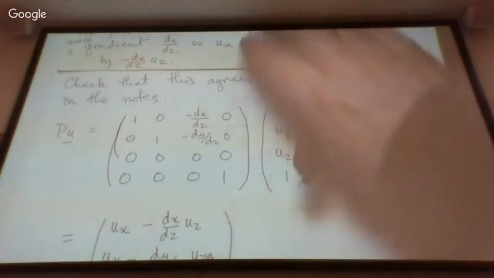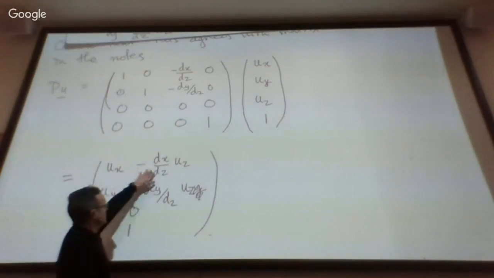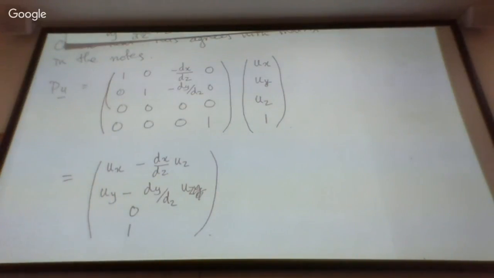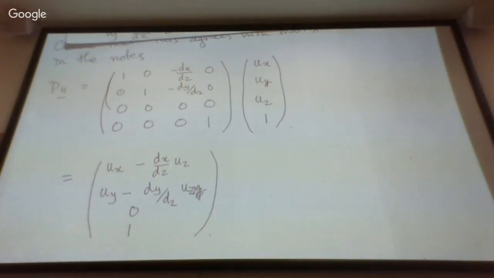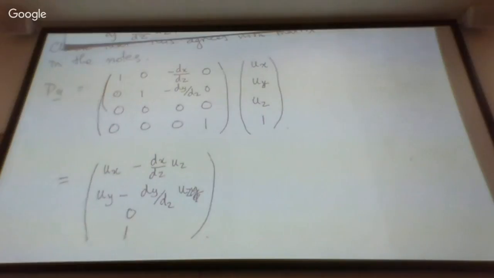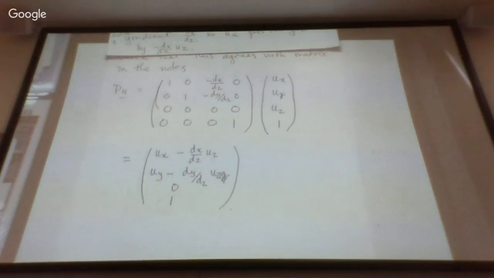So this x component of that vector agrees with the one that we derived just looking at the projection diagram a few moments ago, which was that minus dx/dz times the component uz, that was the amount we had to move along the x-axis from the original x-coordinate to get to the x-coordinate of the image of the projection. Is everybody okay with that multiplication of the matrices there? Okay.